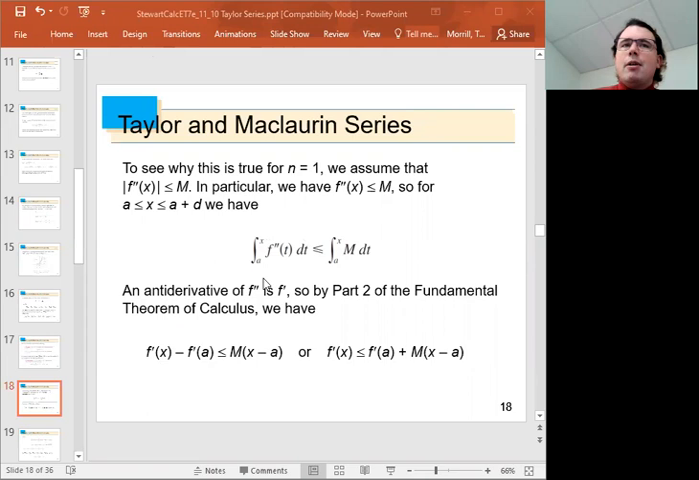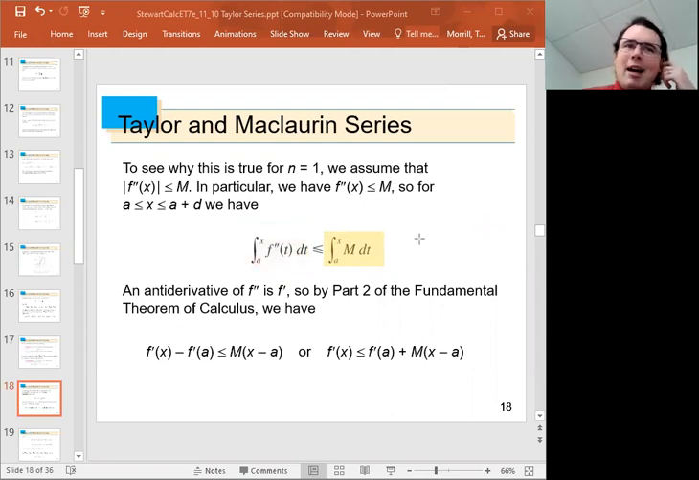So if it were true that my n plus first derivative here is always less than or equal to some number M, well, then this formula for their integrals has to be true. So if I am taking the integral of some second derivative, say, and that second derivative is always less than the number capital M, then this integral on the right has to be bigger than this integral on the left.